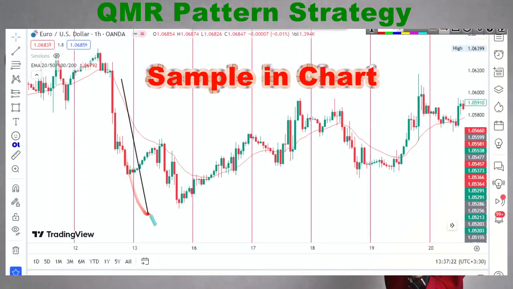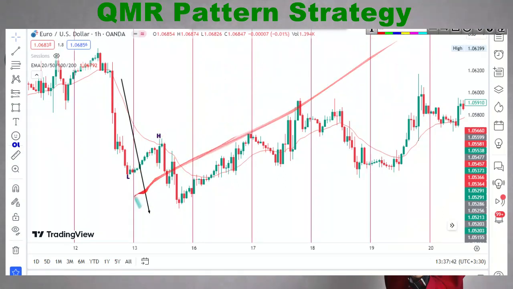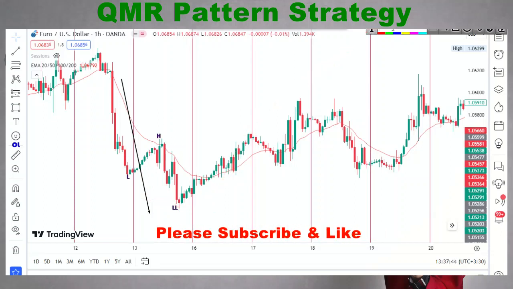Here we have a downtrend. This point is low point, high point, and here is lower low, here higher high. I show these points on the chart: low, high, lower low, and higher high.